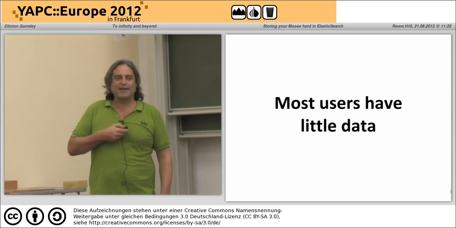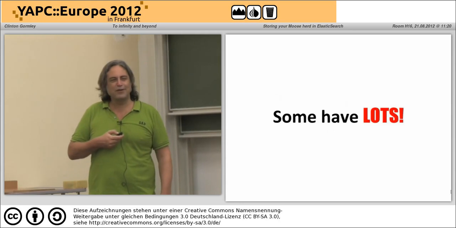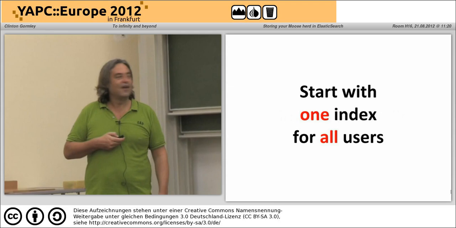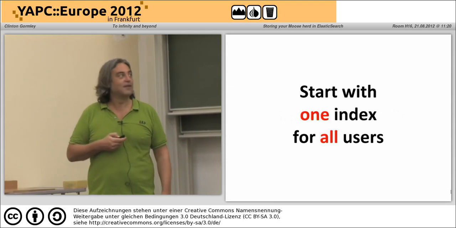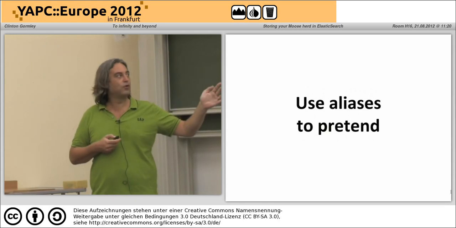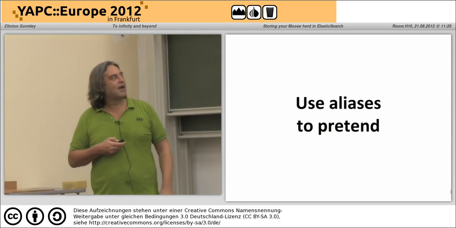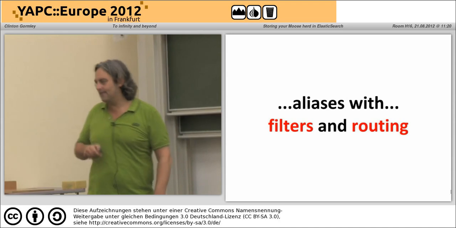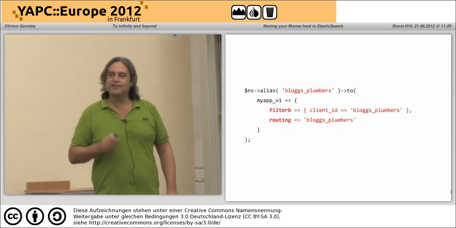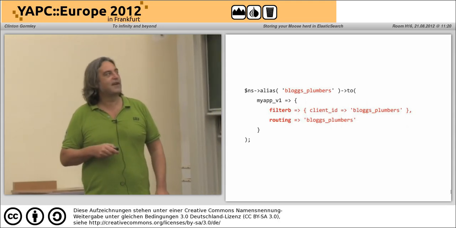The problem is most users have very little data. So having their own index for that is a waste. And of course, some have lots of data. You need to be able to handle both of these. But we'll start with one index for all users. And we're going to use aliases to pretend that we have one index per user. And these are aliases you haven't seen so far. They've got filters and routing on them.